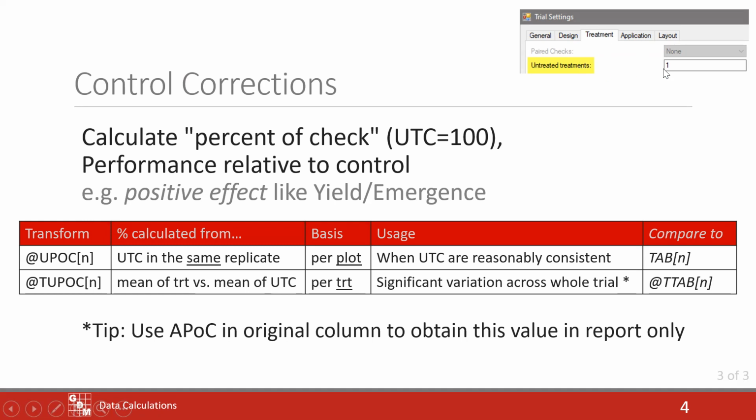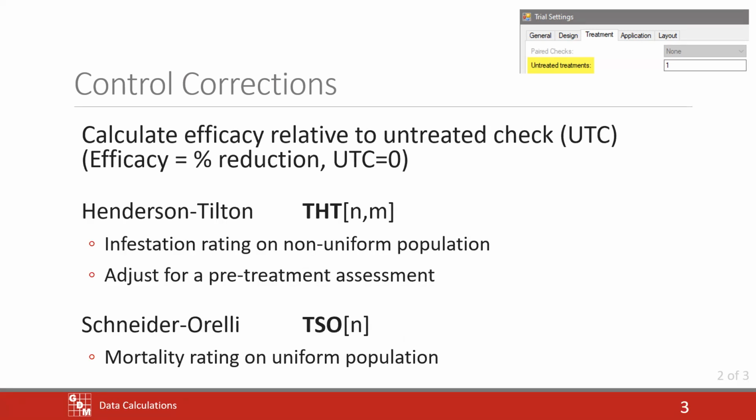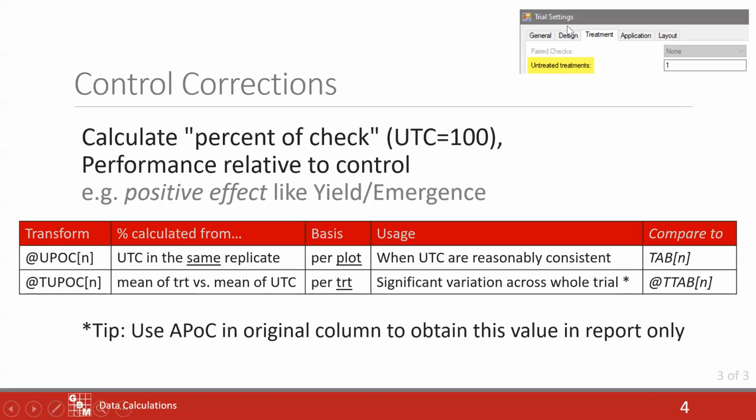And I guess I didn't reference the picture in the corner, but make sure that you tell ARM what treatment is the untreated. So just because your treatment list might say UTC or check, ARM needs to be told specifically what that is, and that's in your trial settings on the treatment tab. And you would just list the treatment numbers. So this means treatment number 1 is my untreated check. If treatment 7 was the check, I would put the number 7 into that box.